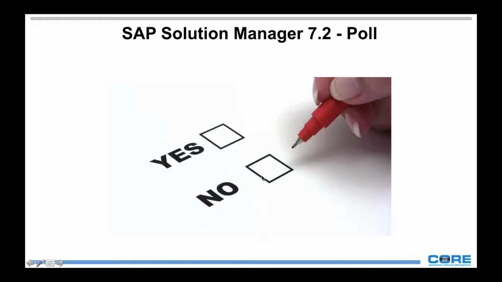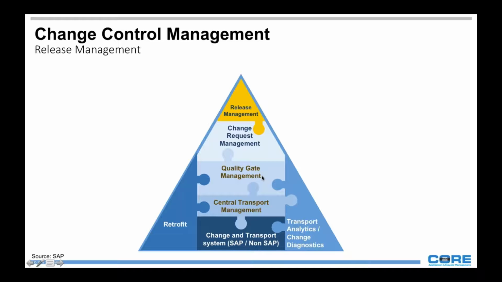Okay, so that's the polling question that we got. The slide was in the wrong sequence. When we talk about change control management, there's Solution Manager, right? I think a lot of you know ChaRM, the change request manager, which is one of the elements. If you look at my triangle here, there are a lot of different puzzle pieces that compose the change control management area of Solution Manager. You have change request manager, which is our popular ChaRM. You have quality gate management. You have your basis foundation central transport management. You have your retrofit, and you have some analytics to see dashboards and reports.